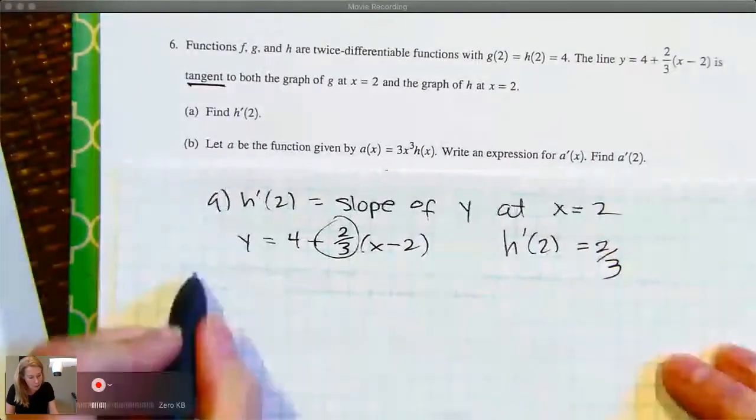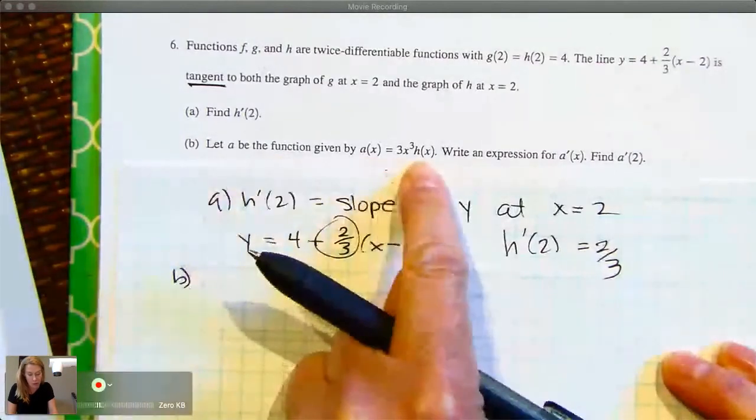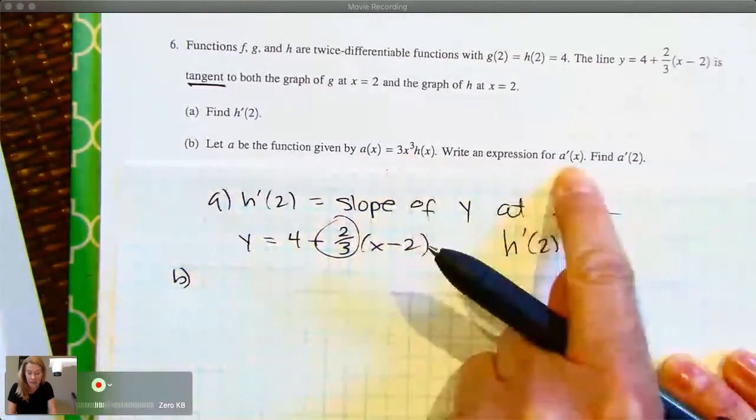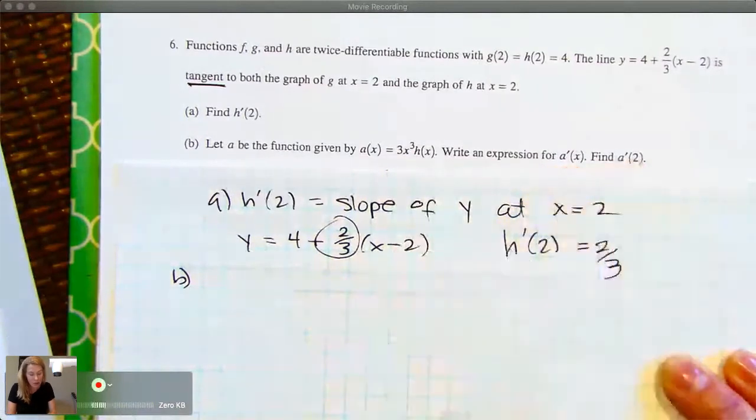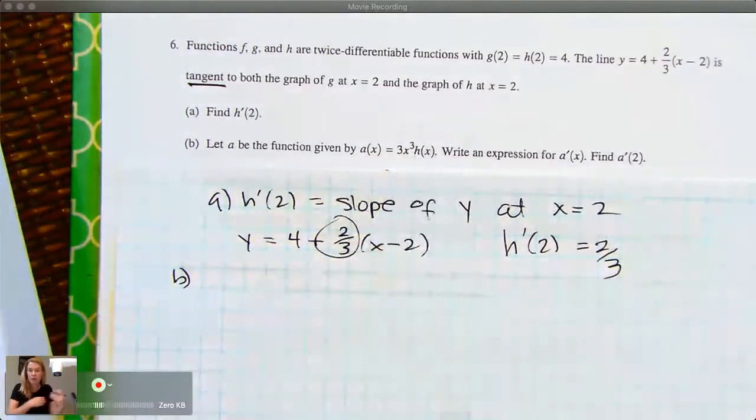Part B says A is a function given by a of x equals 3x cubed times h of x. We're going to write an expression for a prime, and then we're going to find a prime at 2. Right, so we're going to be taking the derivative of this, and that means we're going to have to use our rules of derivatives here.